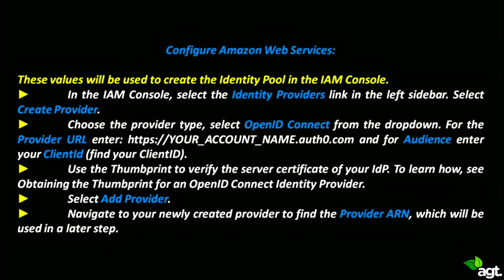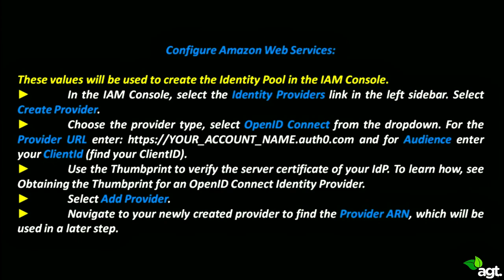These values will be used to create an identity pool in the IAM console. In the IAM console, select the Identity Providers link in the left sidebar, select Create Provider, choose the provider type, and select OpenID Connect from the drop-down. For the provider URL, enter https:// and your account name .auth0.com, and for audience enter your client ID, which you can find from the dashboard, and use the thumbprint to verify the server certificate of your IDP.